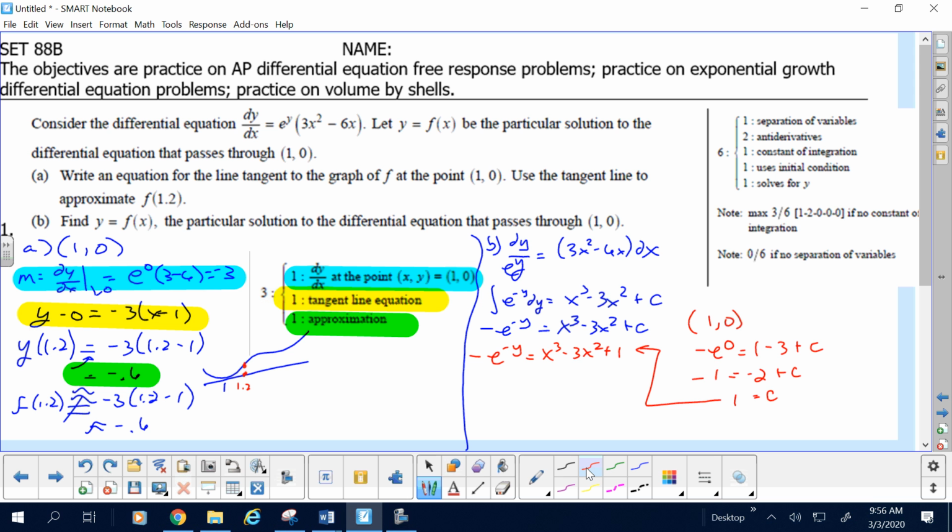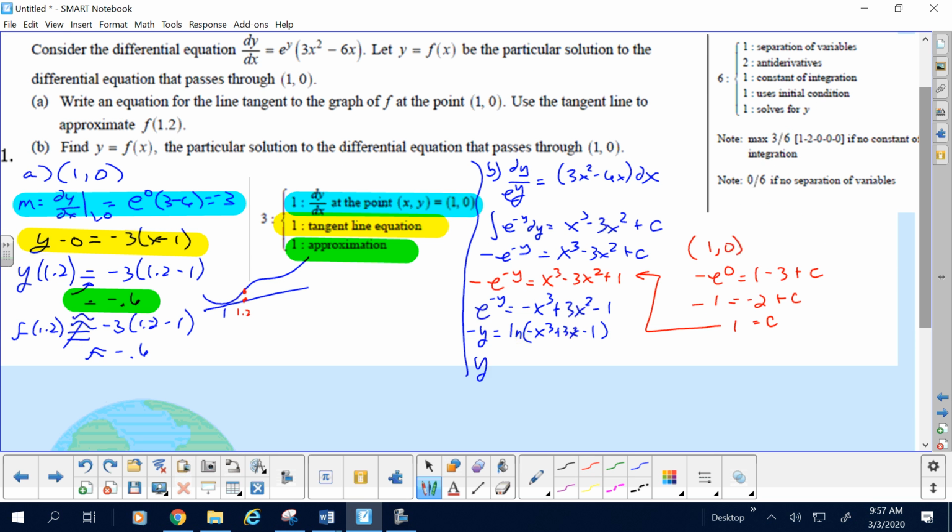Solve. All right, so what did you move first to solve for y? The outside negative. e to the negative y is negative x cubed plus 3x squared minus 1. And then what did you do? Some of the best students lost a point on this. When you take the log, is it absolute value? No, it is not. This is an algebra problem, not an integration problem. When you integrate and get a log, then there's absolute value. This is just log of this. And last but not least, the negative. y is negative log of negative x cubed plus 3x squared minus 1. That's your answer. Let's see how you did.